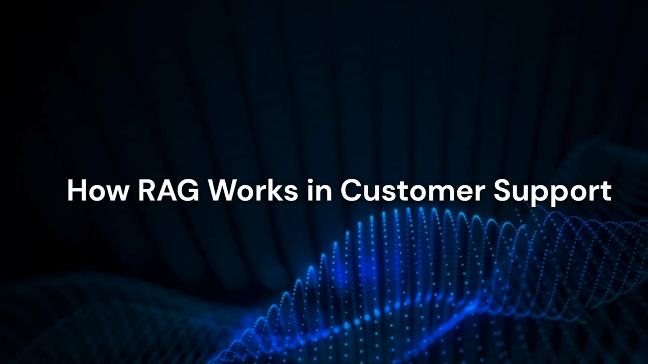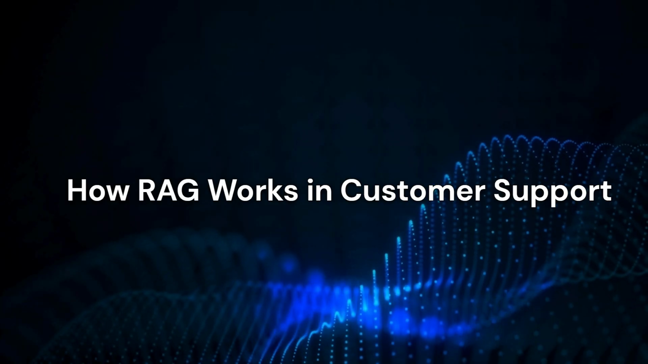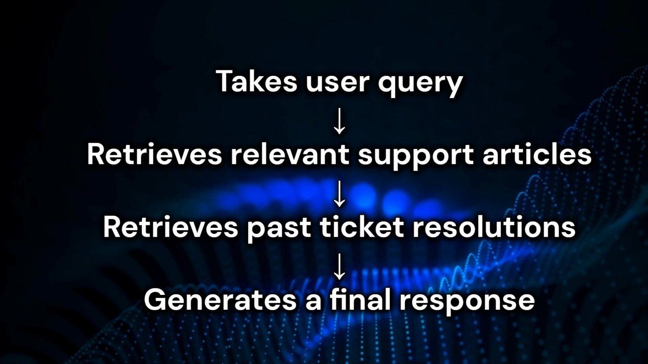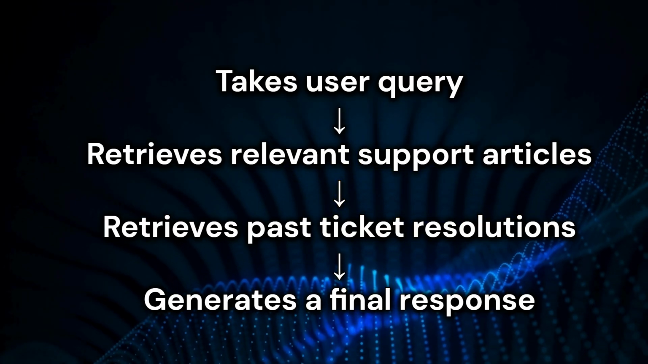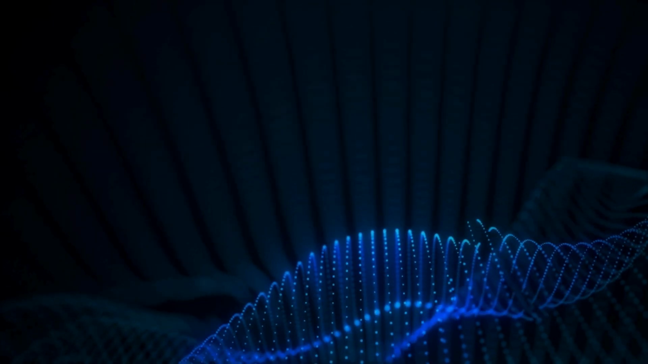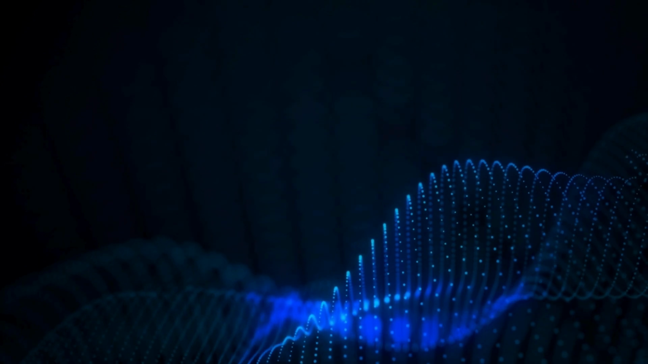How does RAG work in customer support? We need to just understand. A customer support RAG system typically works like this: first it takes the user query, retrieves relevant supporting articles, retrieves past ticket resolutions, and generates a final response. This means the system can answer complex questions, context-specific issues, and product-specific troubleshooting.